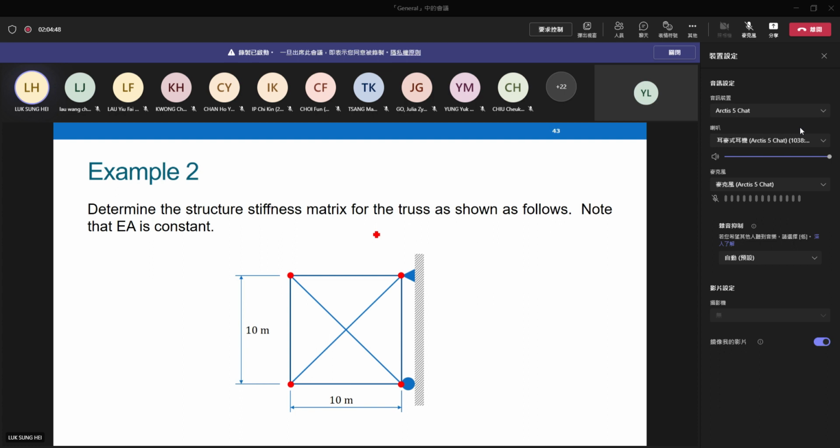For example 1, a relatively simple 2 element truss structure. In example 2, we try to consider slightly more complex structures. This time we have a complex truss composed of 6 members. One support is a pin, one support is a roller, lying on a vertical wall. The dimension is 10 meter by 10 meter, a big truss. Again, in this question, we just want to know the big K.